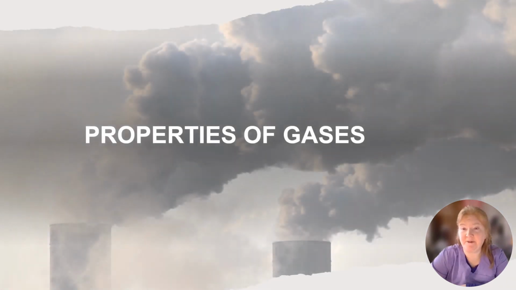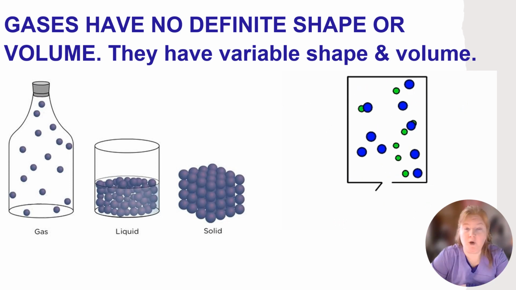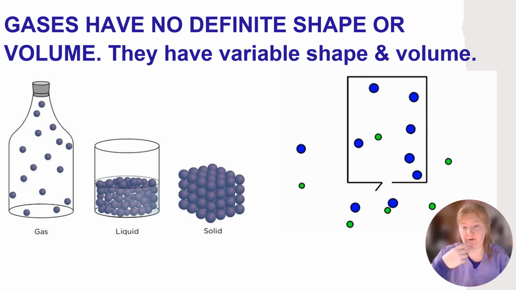Let's talk about the properties of gases. Gases have no definite shape or volume. That means they have a variable shape and a variable volume.